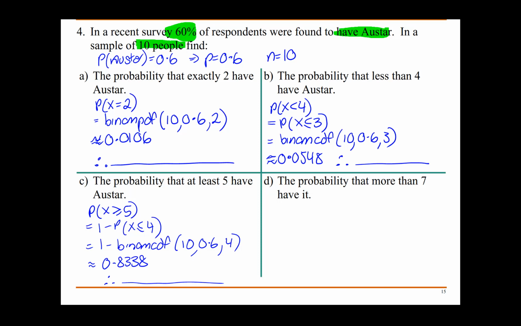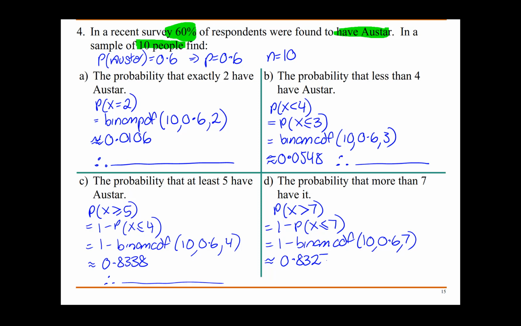Okay, the probability that more than 7 have it, so the probability x is greater than 7, so we want 8, 9, and 10, so that's going to be 1 minus the probability that x is less than or equal to 7. So that's equal to 1 minus binom CDF 10, 0.6, 7, which is approximately 0.8327, and you'd finish with, therefore, approximately 83.27% chance that more than 7 people have it.